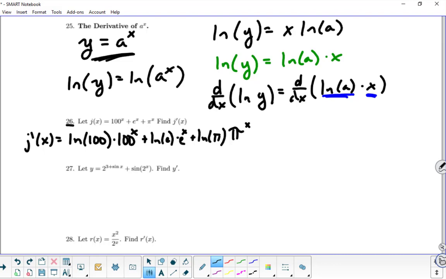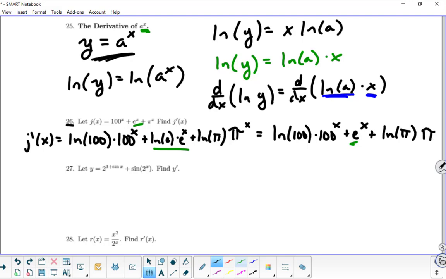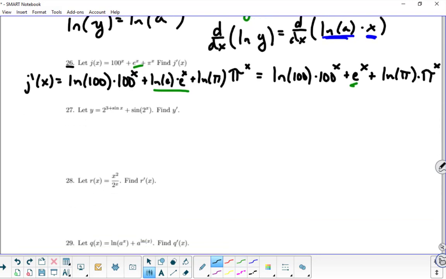There's not really much cleaning up we can do. I'm going to rewrite this as the natural log of 100 times 100 to the x plus e to the x. Notice that that fits with what we've always said the derivative of e to the x was, right? We've always said the derivative of e to the x is e to the x. Here, though, I treated it as the exponential function a to the x, but I get the same answer once I simplify it. And then for the last term, we get plus the natural log of pi times pi to the x. So take a look at this problem, maybe rework it if you need to, and let's work the next one.